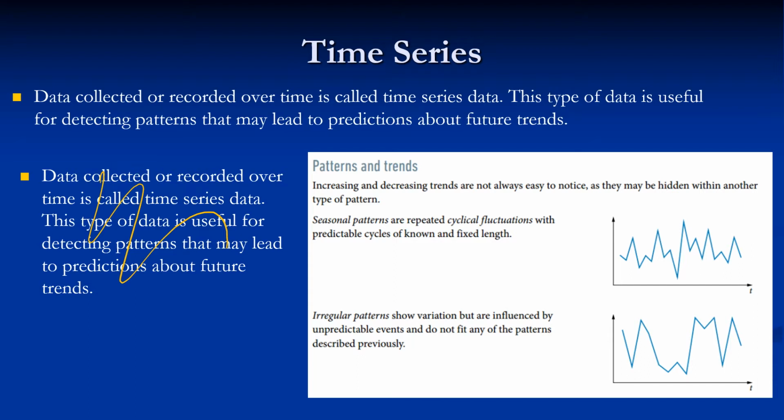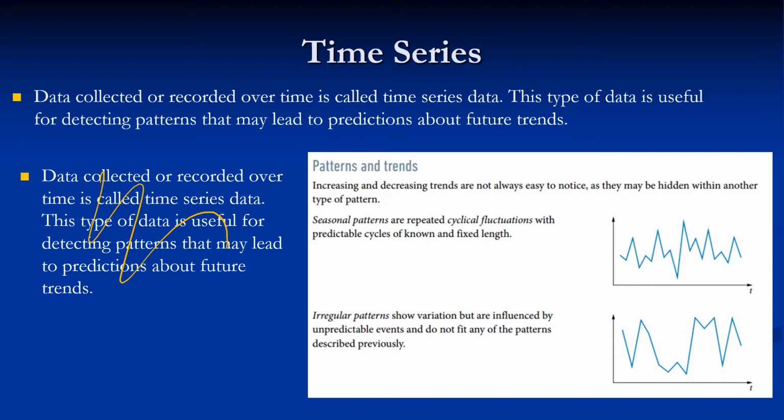If we have a look here, is there a pattern? Is it going up? Is it going down, for example? Or is there just based on season? So, for example, we're hotter in summer and wetter in summer and cooler and drier in winter for Bundaberg. So that's a typical seasonal pattern. And so that's a repeated cyclic fluctuation with predictable cycles of known and fixed length.